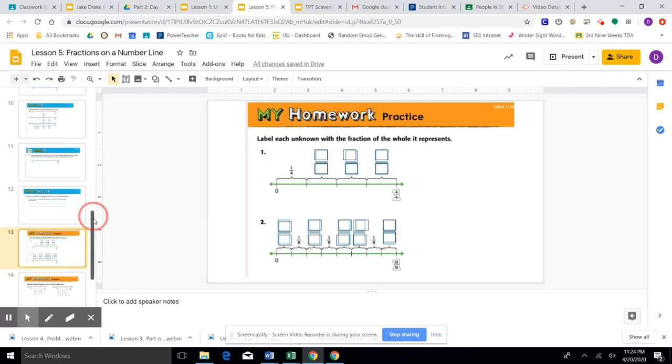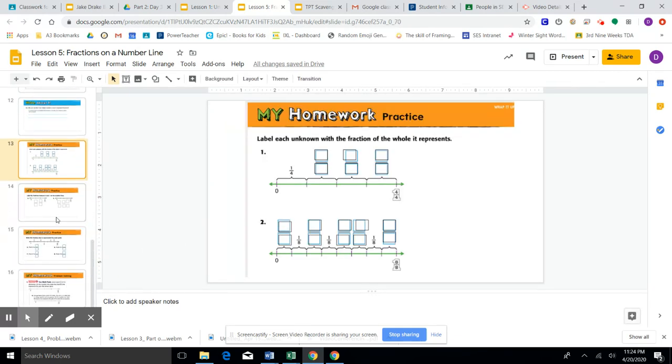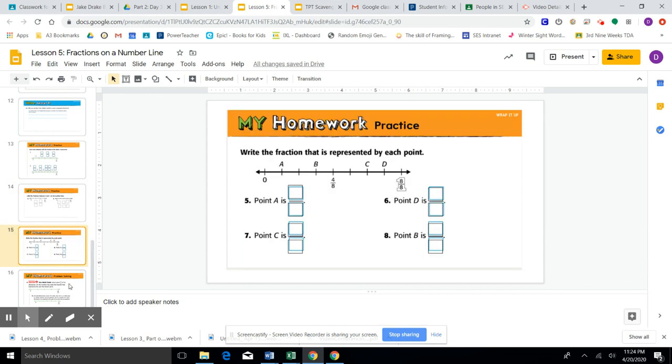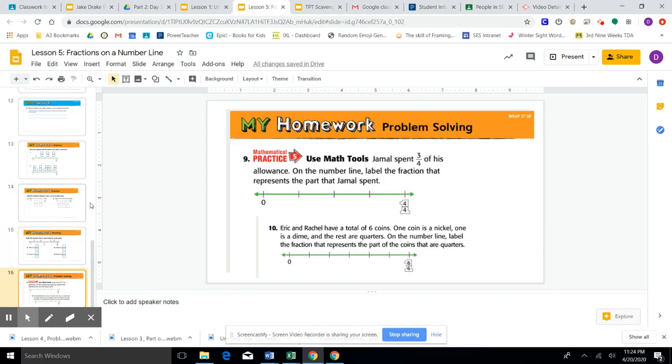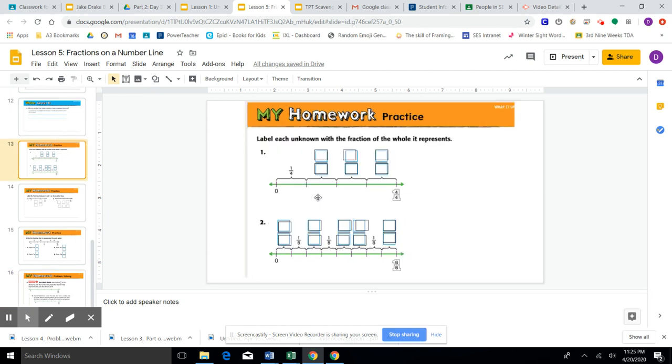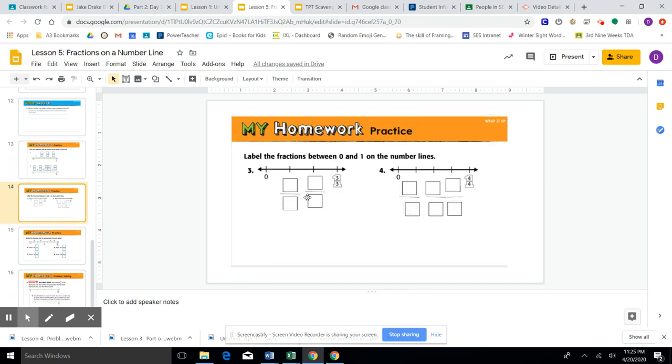Okay, the slides you're going to complete today are 13, 14, 15, and 16. So on 13, you have to label the fraction. So you're going to think 4 out of 4. I'm breaking it down into 4 parts. So my denominator is going to be 4. And then think what your numerator will be each time. You're doing that for 1 and 2, and for 3 and 4.